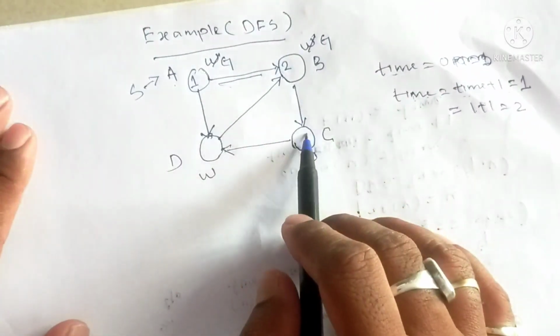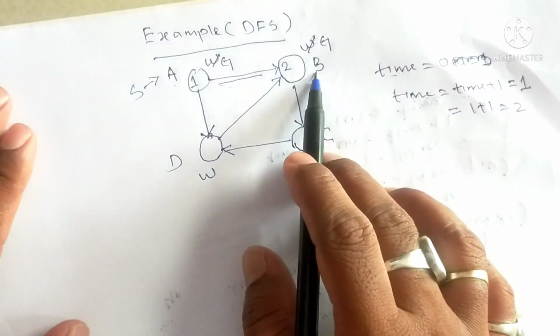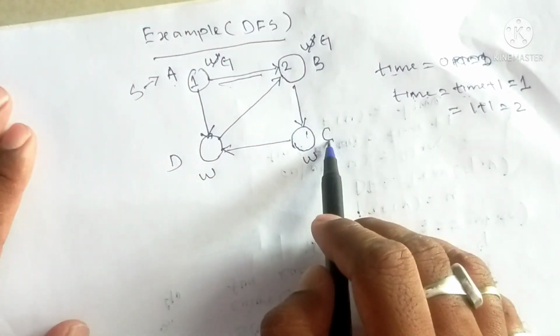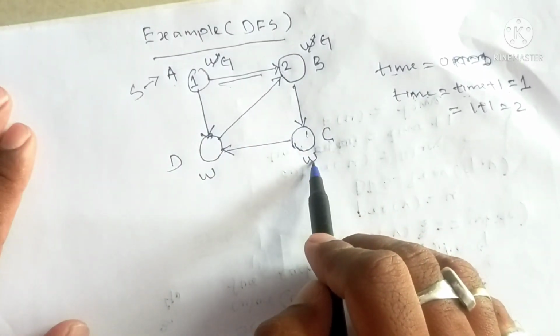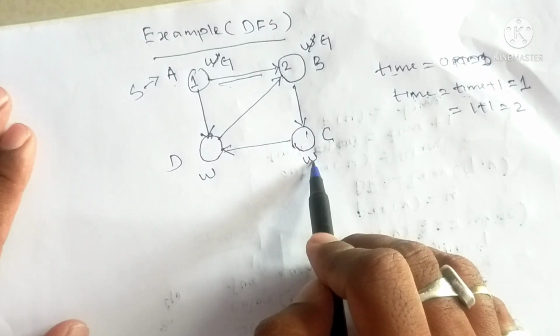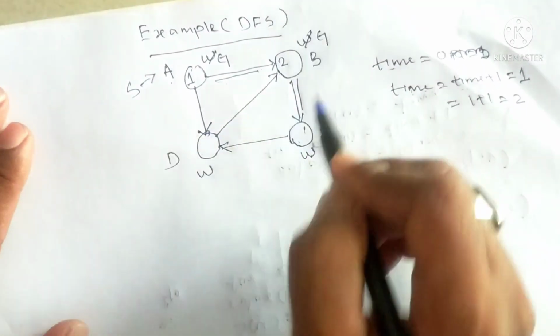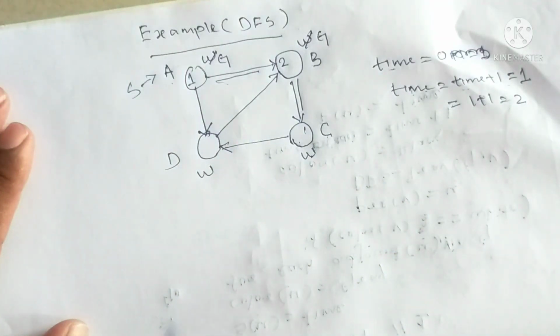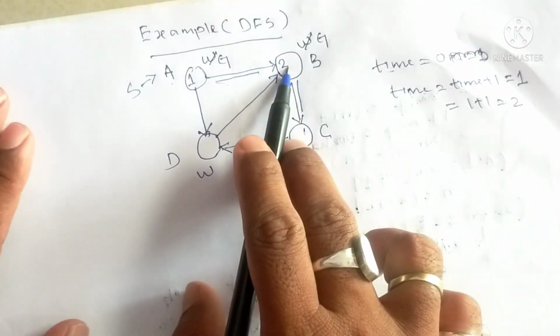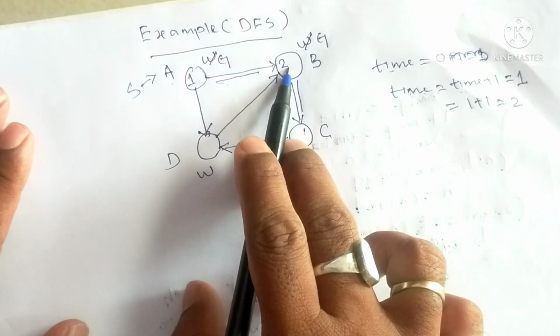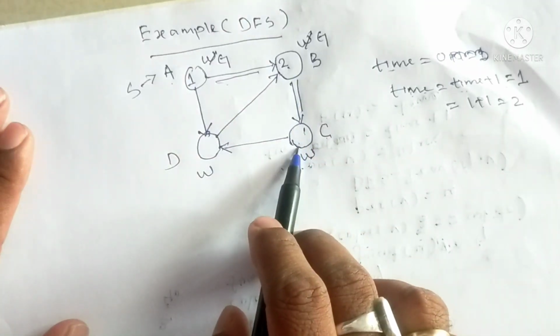Then find another adjacent vertex of B. What is the adjacent vertex of B? C. Is it white? Yes. If it is white, then what should you do? As per the algorithm, write the predecessor as B. If it is white, then we can write B as the predecessor. Once you have written the predecessor B, then call the DFS traversal over C.